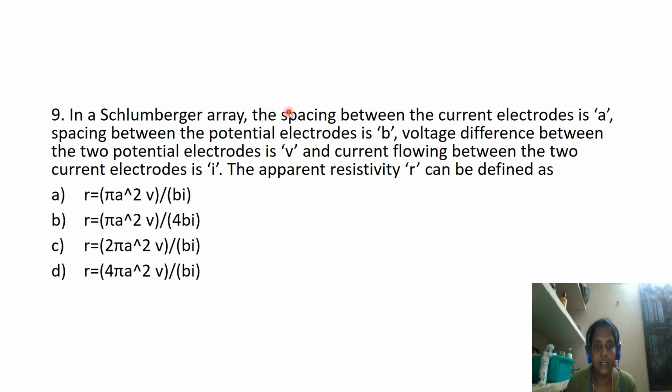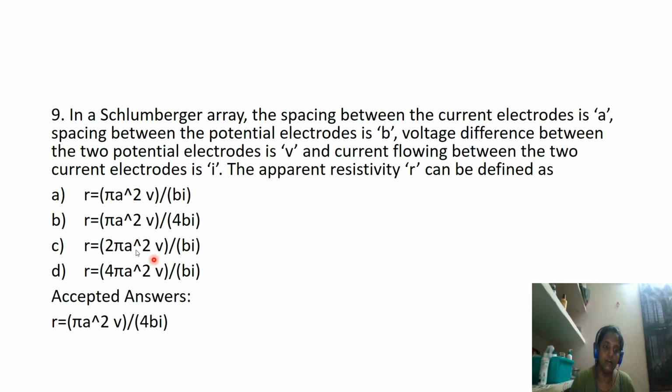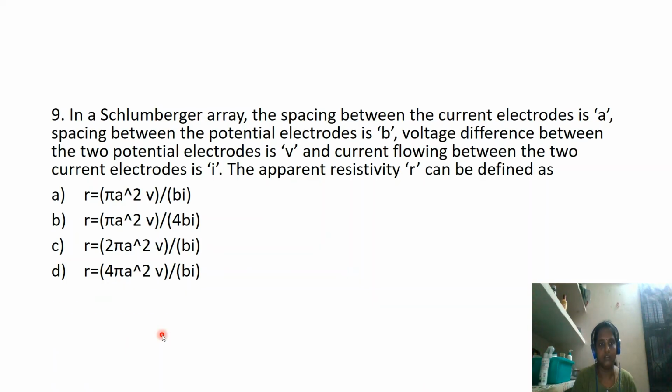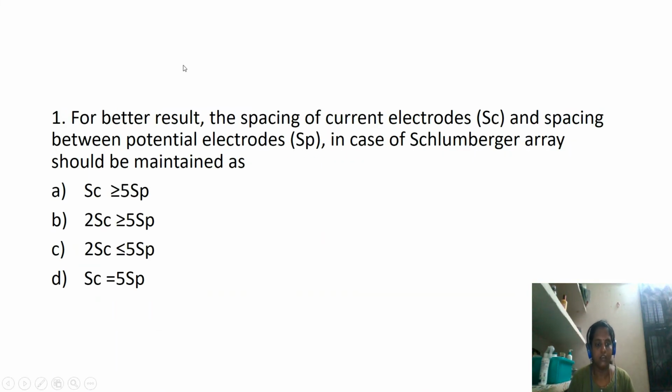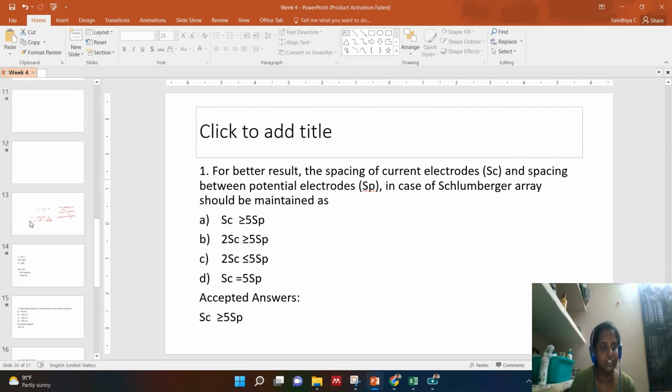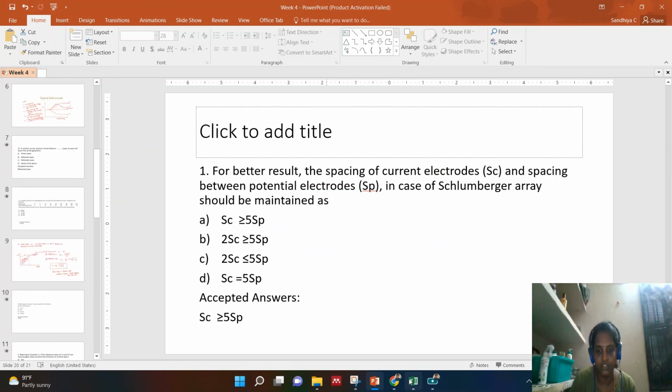In a Schlumberger array, the spacing between the current electrodes is A and the spacing between the potential electrodes is B. The voltage difference is V. Current flowing is going to be I. So the apparent resistivity is a direct formula, pi A square V by 4 B I. The direct formula. We'll go to that question. We'll change the units and we'll try to solve that.